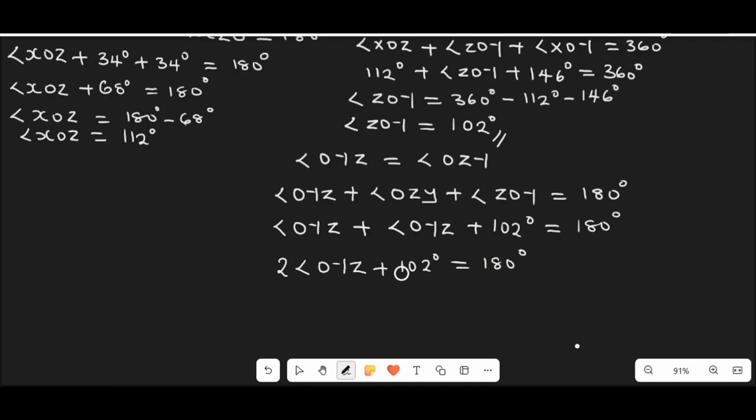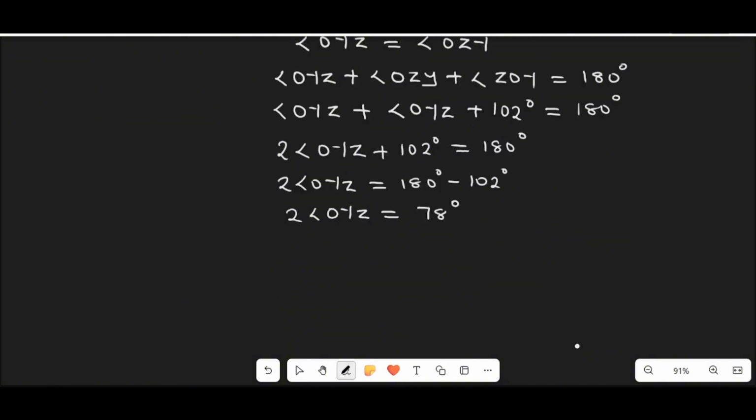So let us transpose 102 degree to the right hand side. 2 multiplied by angle OYZ equal to 180 degree minus 102 degree. 2 multiplied by angle OYZ equal to 78 degree. Let us divide both sides by 2, angle OYZ equal to 39 degree.